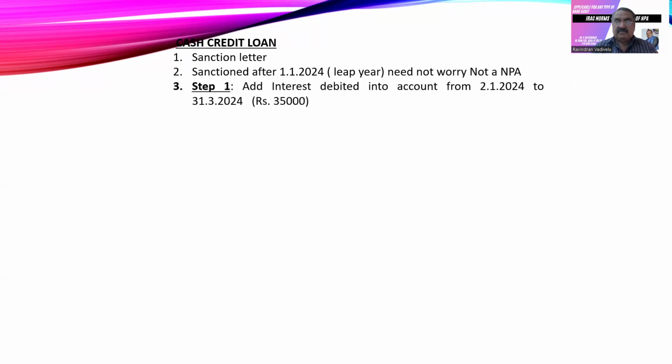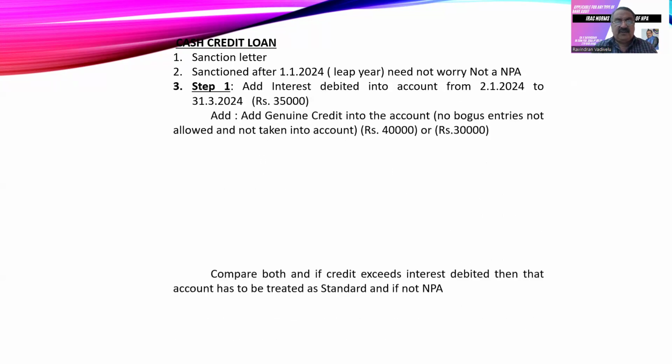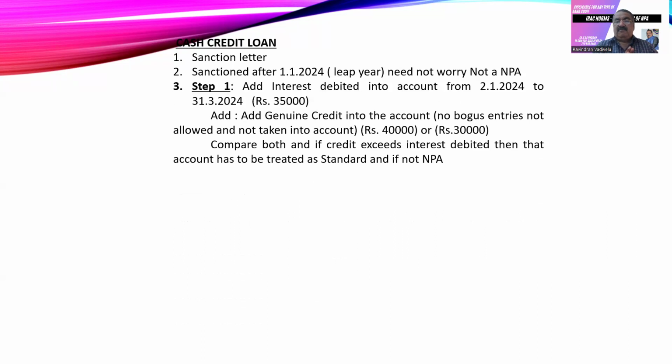And first method. So here I'll explain about the first method. It's very simple. You have to do this for every quarter. But when you do this for 31/3/24, I want to explain based on the last quarter. That is, interest debited into the account from 2/1/24 to 31/3/24. Here, interest includes the penal interest, whatever be the interest debited into the account for the last quarter. So you have to add all the interest debited. Interest includes penal interest from 2/1/24 to 31/3/24. For example, it is 35,000.